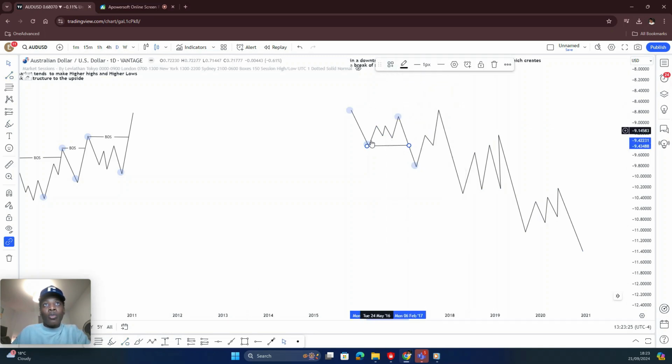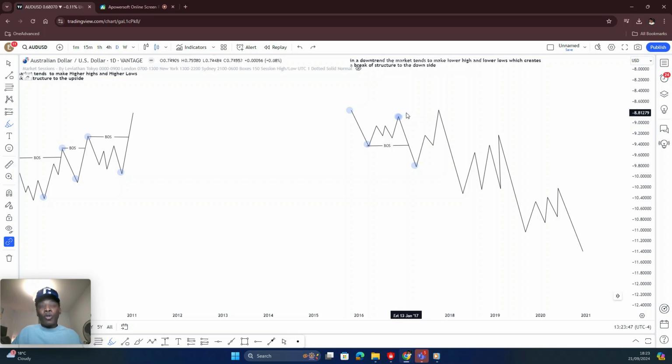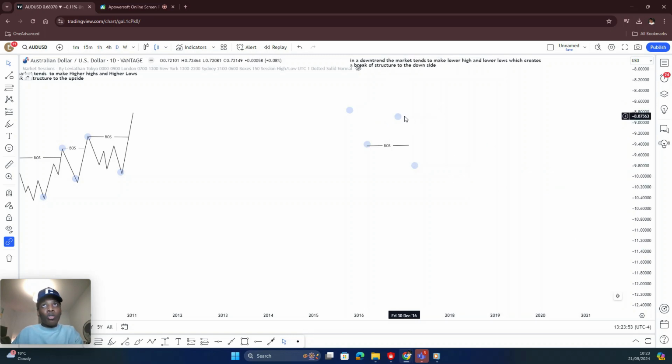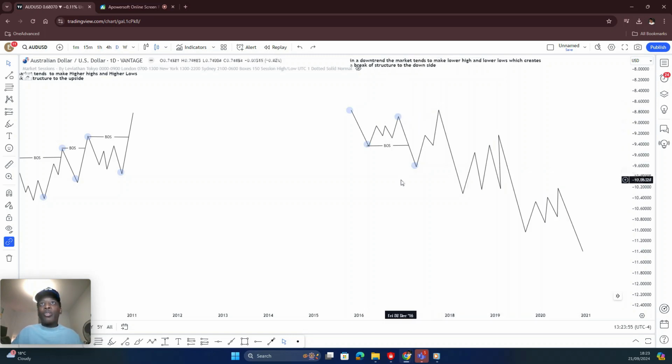Again, was it this point that led to a break of structure? No, it wasn't. Was it this point? No, it wasn't. Was it this point? Yes, it was, because we can see that from this point here, price broke structure. So that is our valid lower high. Always mark the point that created a break of structure to the downside or to the upside.